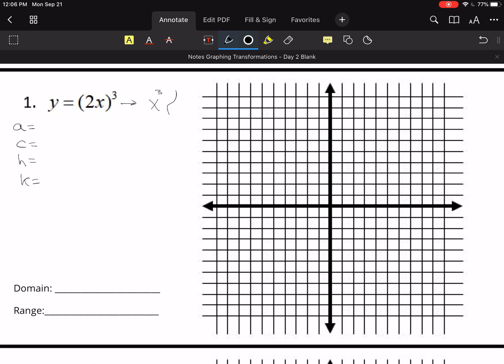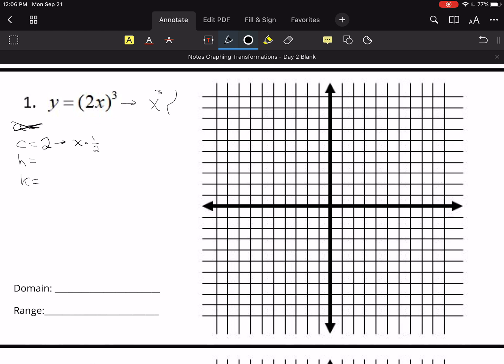Okay, so I look through the problem. I don't have A. C is 2. Now remember, on the inside we always do the opposite. So instead of doing 2 times, I would really be dividing by 2. The easier way to do that instead of dividing everything is to think about multiplying by its fraction. So I'm going to take all my x values and multiply by 1/2.